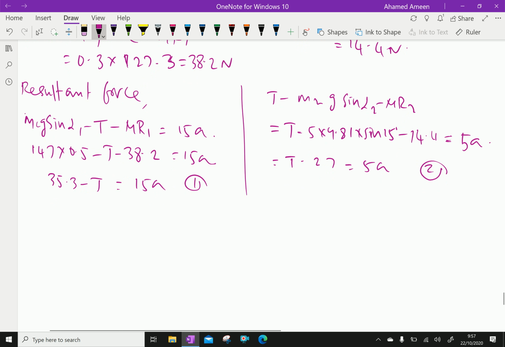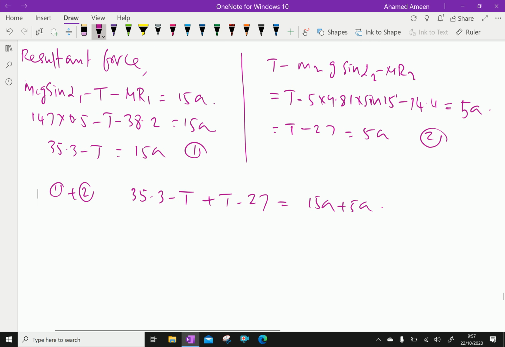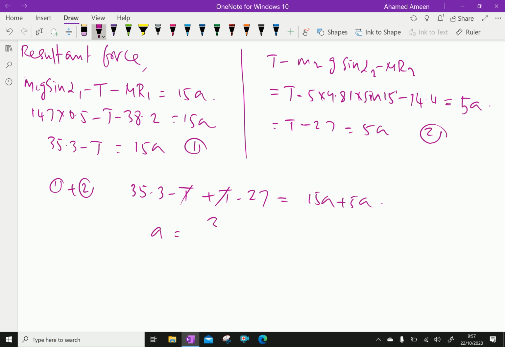Now adding 1 and 2 and simplifying: 35.3 minus T plus T minus 27 equals 15a plus 5a. The tension cancels, therefore the acceleration is 35.3 minus 27 over 20, because 15 plus 5 is 20, that is 0.42 meter per second square. This is the acceleration.